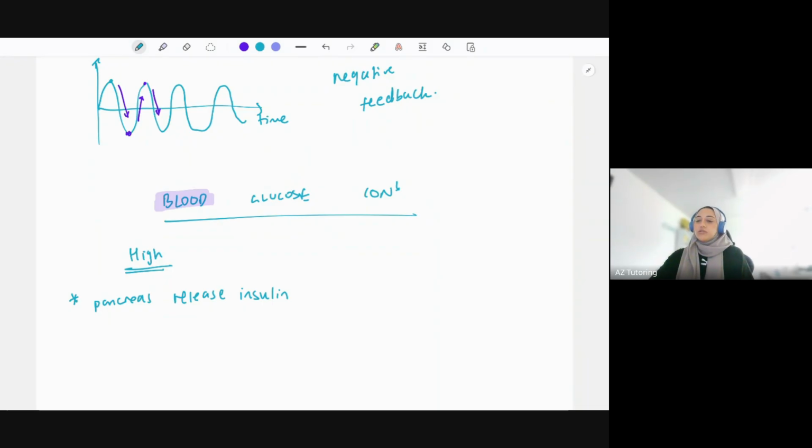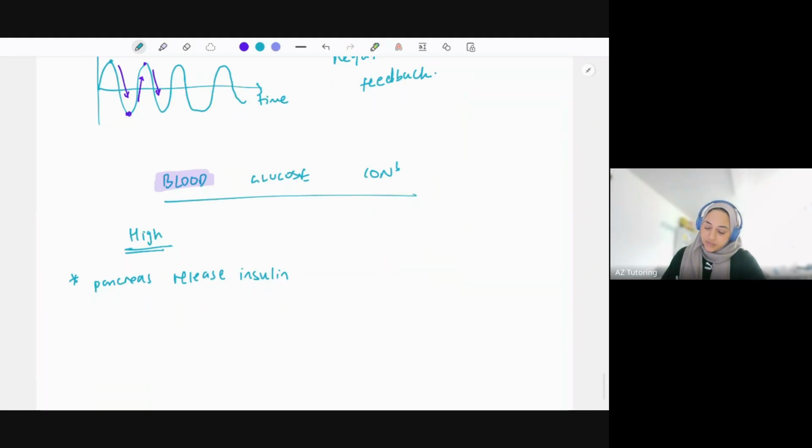You can think of hormones as, well, they're chemical messengers. Insulin's going to tell your body to do something. It's not actually going to do anything. So the pancreas has released insulin. What's this going to cause? The blood glucose will get moved to cells.